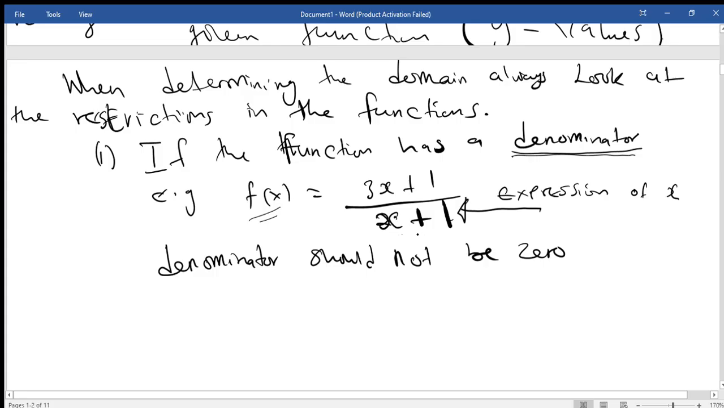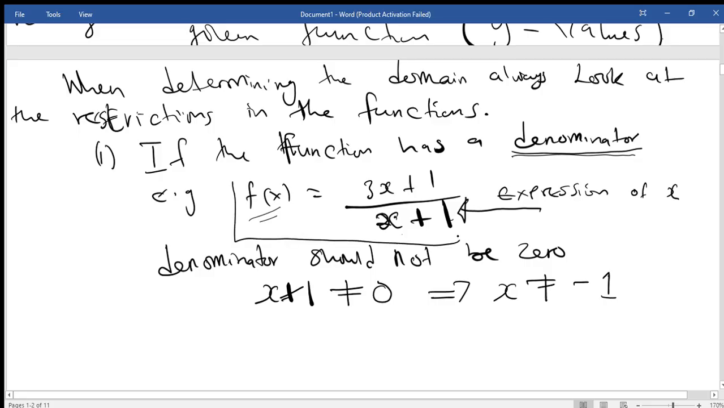It means that x plus 1 should not be equal to 0. This implies that x should not be equal to -1, when 1 goes to the other side. So if I had this function here, what could be my domain? My domain can be any value of x except for -1. So it means my domain here could have just been x being all real numbers except -1.